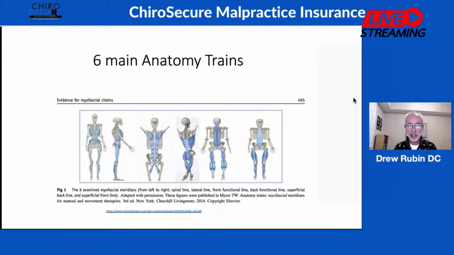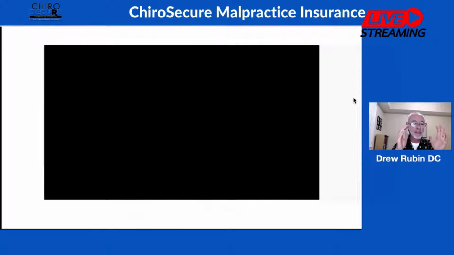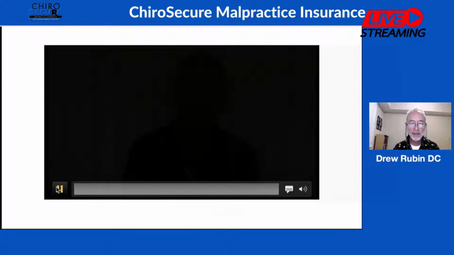And there are 6 main anatomy trains, which Mr. Myers will talk about. But what I want to just kind of preface before we bring this out is the brilliance of taking this concept from the thought process of everything is separate, a separate muscle here and a separate bone there, and putting it all together. And now I'm going to bring on Mr. Tom Myers, author of Anatomy Trains.